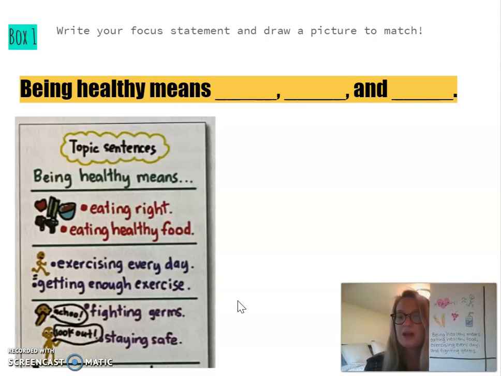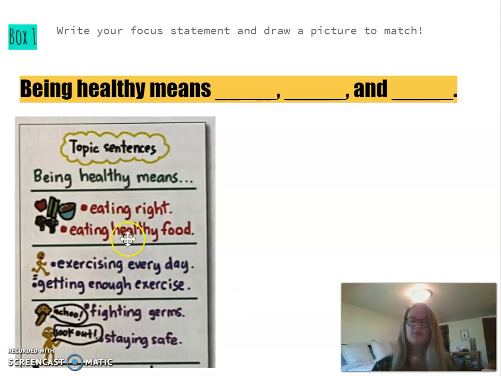I drew a picture of a healthy heart, someone running, some carrots, some grapes, and some soap. Those were some things that I thought connected to my focus statement that used 1 item from each section. Go ahead and pause the video here to write your focus statement using the sentence frame, and then add a picture to match. Make sure you're using the sentence frame here as well as the chart to spell the words correctly and to organize your focus statement correctly. Pause here to complete box 1.